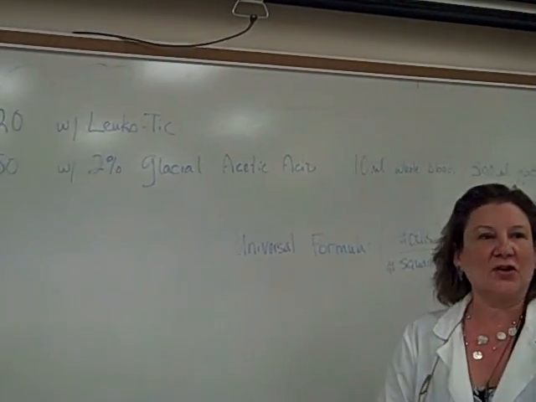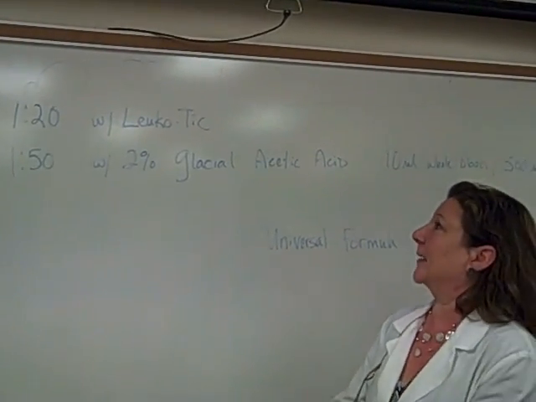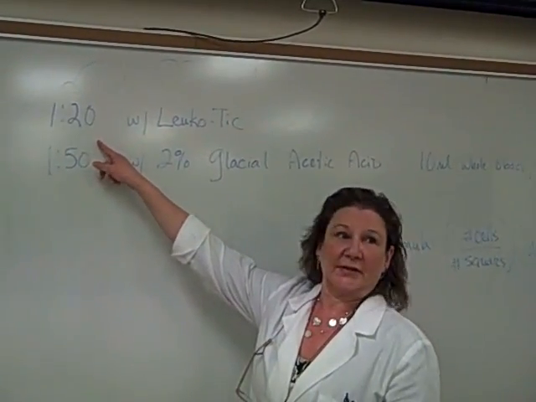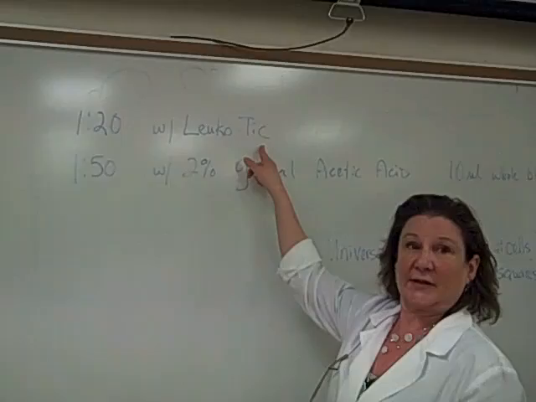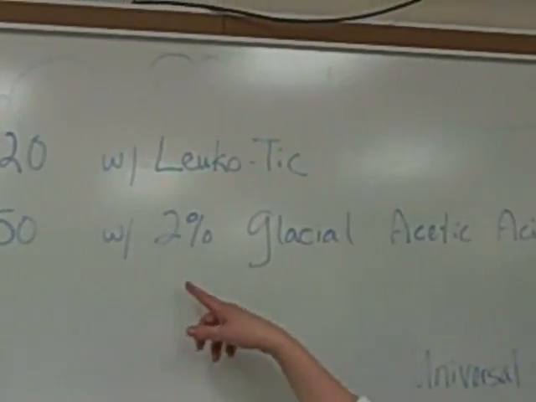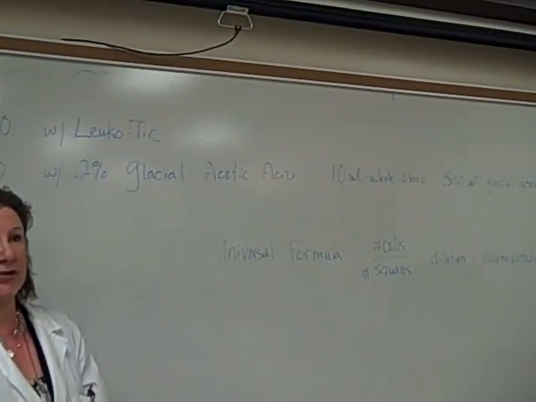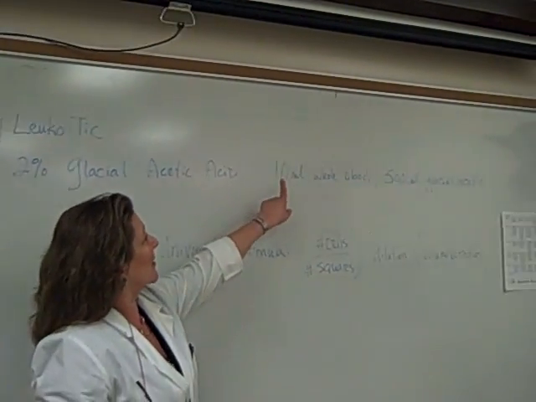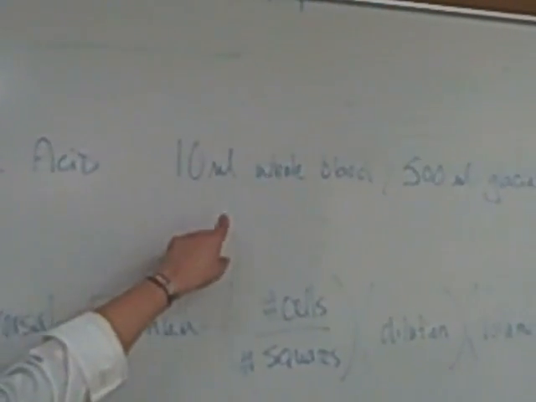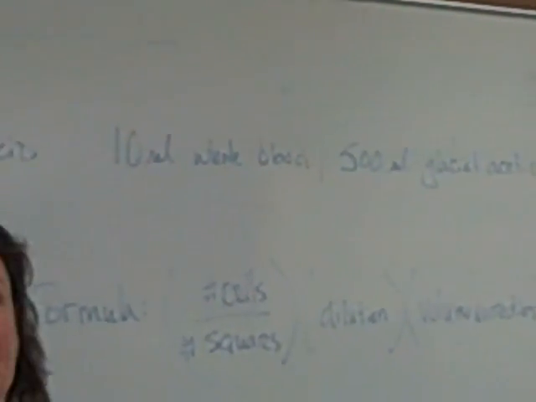Yesterday in lecture I didn't quite get through to the part that I wanted to, so I'm going to talk about that briefly today. But we're going to do a 1 to 20 dilution with the leukotic solution, which is the blue. Then we're going to do a 1 to 50 with 2% glacial acetic acid. The way I did my dilution is 10 microliters of whole blood to 500 microliters of glacial acetic acid.